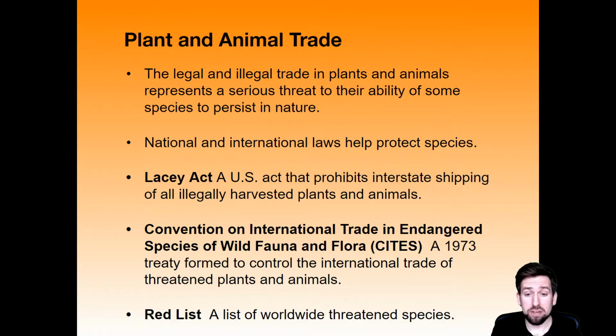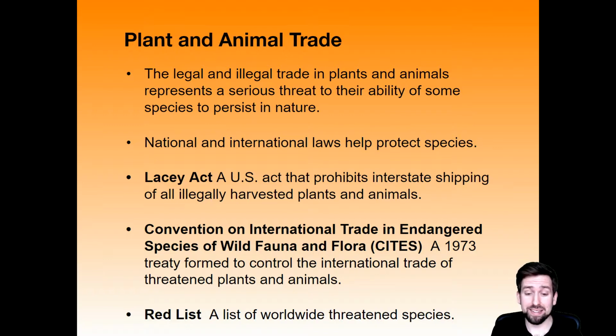So national and international laws do help to protect those species though. The Lacey Act, which is a U.S. act that is prohibiting the interstate shipping of all illegally harvested plants and animals, is really looking to stop trade between different states, right? Interstate shipping. So this is looking to make it so that anything that lives in a particular area is not taken out of its natural habitat, it doesn't spread, and it also doesn't have its regular populations dwindled due to whatever reasons. And then there is the Convention on International Trade in Endangered Species of Wild Fauna and Flora.